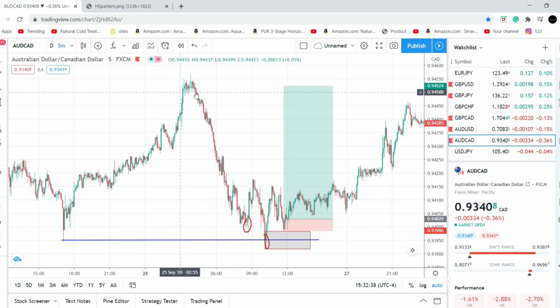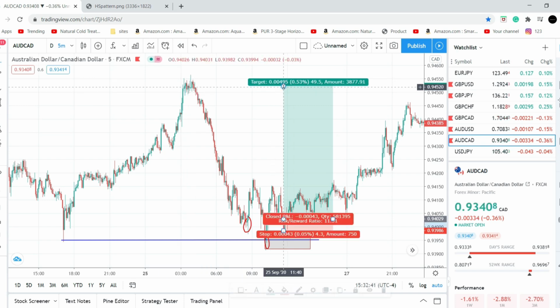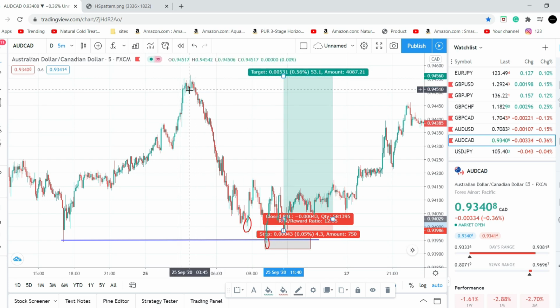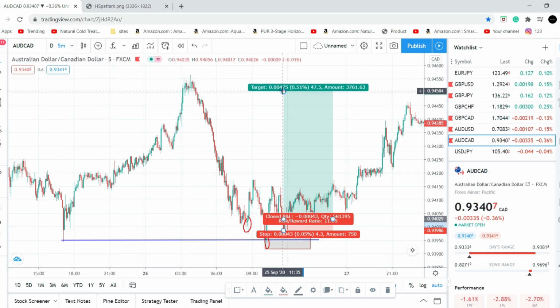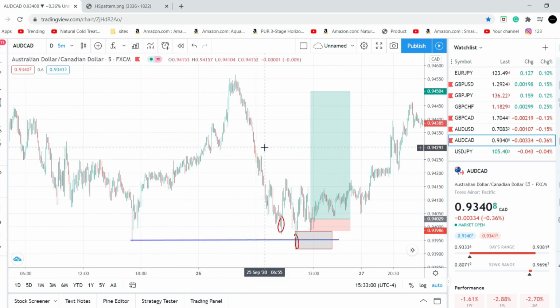Me personally, I'll probably get out right here. I wouldn't wait for it to break the highs, because sometimes it can actually find resistance right here at this area. So I would probably say, you know what, let me get out right here. Okay, so that's the inverse head and shoulders.